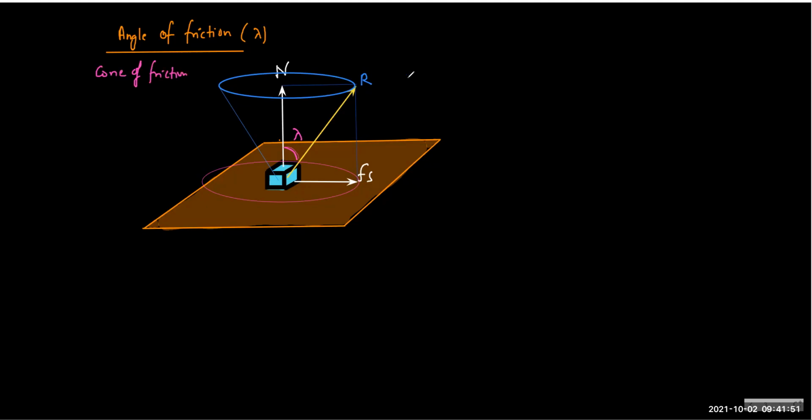And it is very easy to calculate the tan lambda. So we can say tan lambda equals Fs by N. And since we know that Fs is always less than or equal to Fs max, which we call the limiting value, we can say N tan lambda is always less than or equal to mu s into N, and because N will cancel out, tan lambda is always less than or equal to mu s.